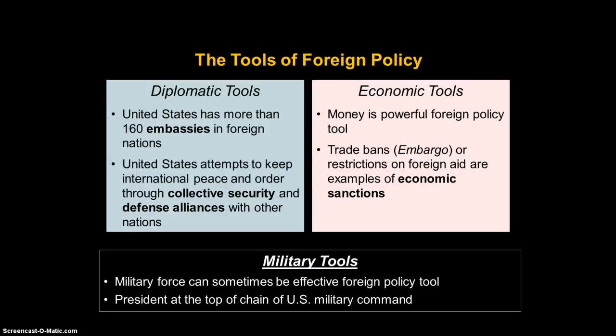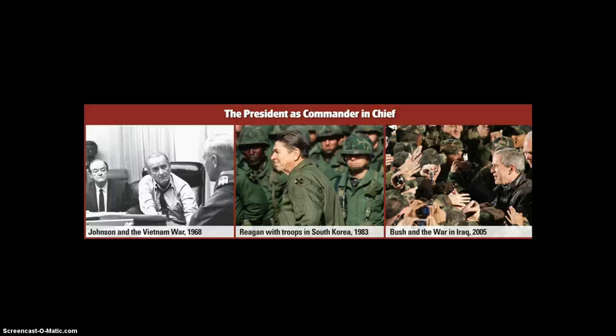Other tools, military tools, can be used, right? And force can sometimes be used, but also the threat of force. And at the end of the day, one thing we'll look at here is that the president is always the top of this chain of command, right? And that title is commander-in-chief. Right here on the left, you see a picture of Lyndon Johnson during the Vietnam War, Reagan with troops in South Korea, and then Bush during the war in Iraq.